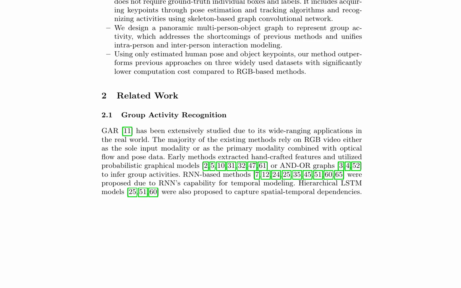Additionally, a panoramic multi-person object graph is designed, integrating keypoints of multiple human skeletons and objects to overcome the constraints of single-person graph scales and the lack of object information. Experimental evaluations on volleyball, NBA, and Kinetics demonstrate that the proposed method outperforms state-of-the-art keypoint-based methods, with significantly lower computation costs compared to RGB-based methods.